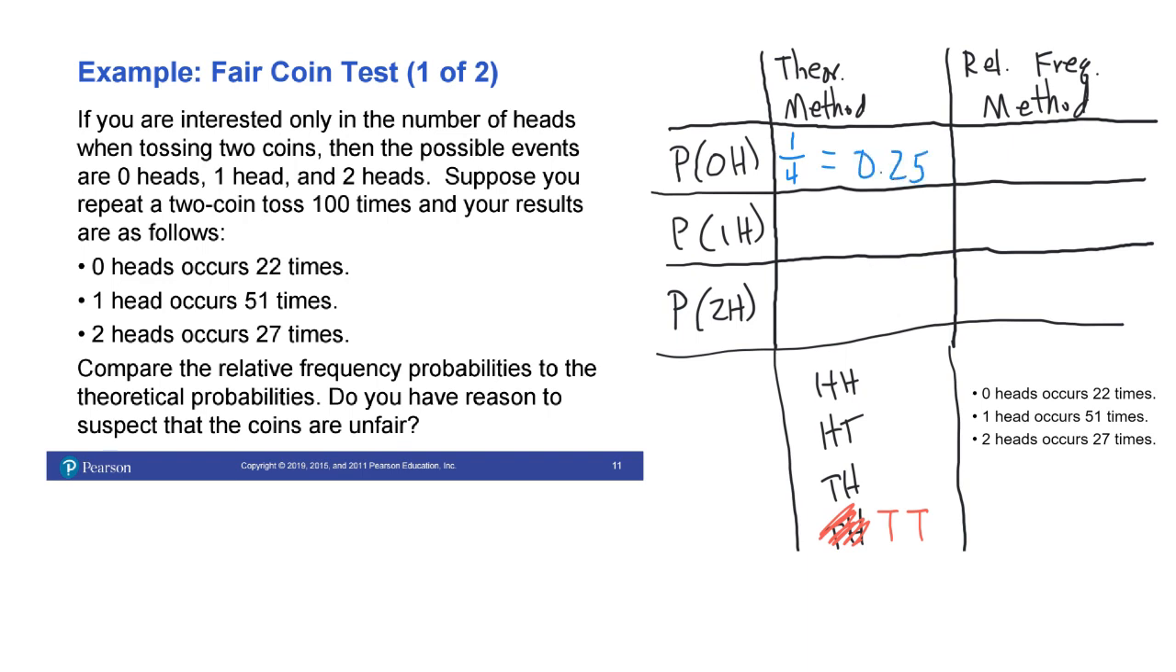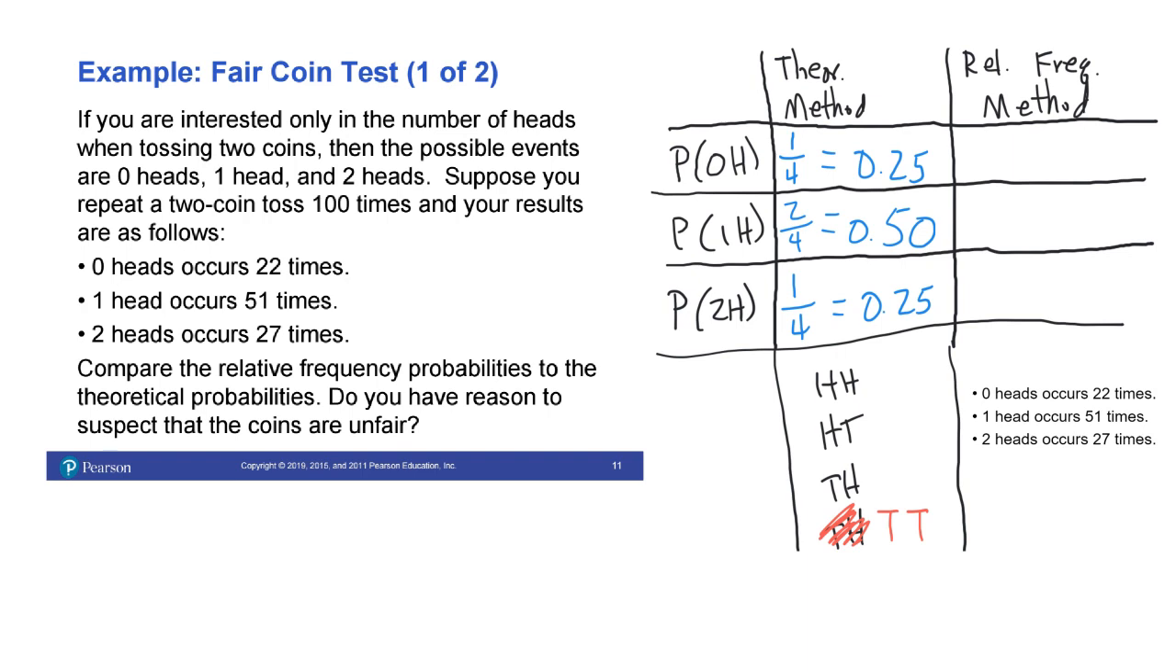The probability of getting exactly 1 head, well, that can happen 2 different ways, heads, tails, tails, heads, out of 4 different ways. So 2 over 4, that's equal to 0.5. And getting 2 heads, that can happen one way, heads, heads. So this is 1 over 4, which is 0.25. So those are all of my theoretical probabilities.